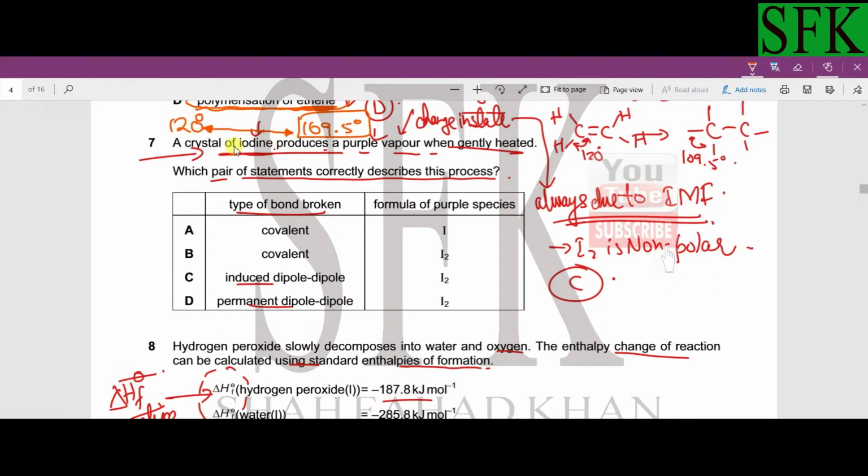7. Crystals of iodine produce a purple vapor when gently heated. Which pair of statements correctly describes this process? Okay, guys, again, this is a physical change, a property that has been discussed. If anything is changing its physical state, then the covalent bonds cannot be the answer because they are the intramolecular forces. We need to look at the intermolecular forces. Induced dipole and permanent dipole are two possible answers, but since we know that iodine is non-polar, permanent dipole cannot be the answer and only C is the correct answer.